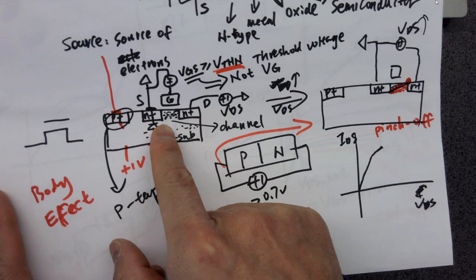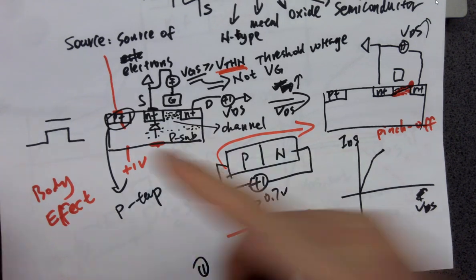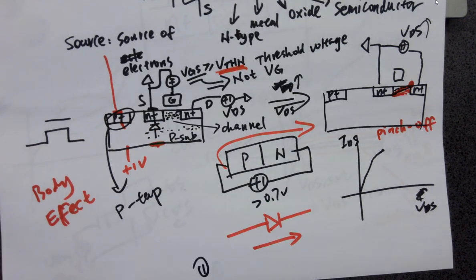The P substrate is not grounded. If the P substrate is not grounded, there will be issues. What is the issue? You are losing electrons from the channel, which results in a higher threshold voltage. It's getting more difficult to turn on that NMOS transistor. That's called body effect.